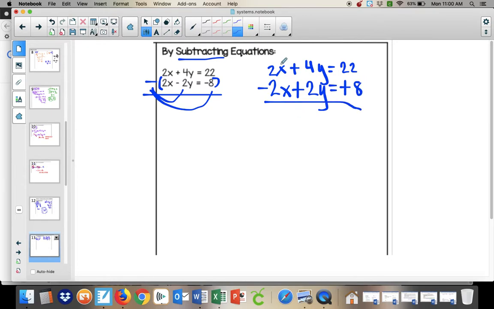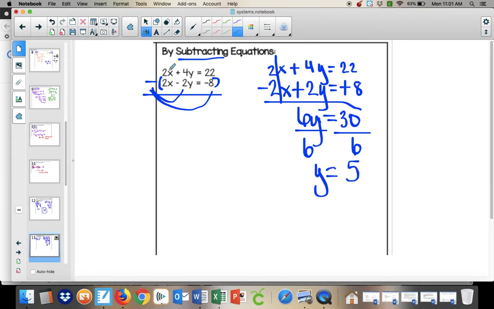Well, now I can cancel out my x's. This eliminates. 4 plus 2 is 6y. And 22 plus 8 is 30. So I divide out, and I get y equals 5.